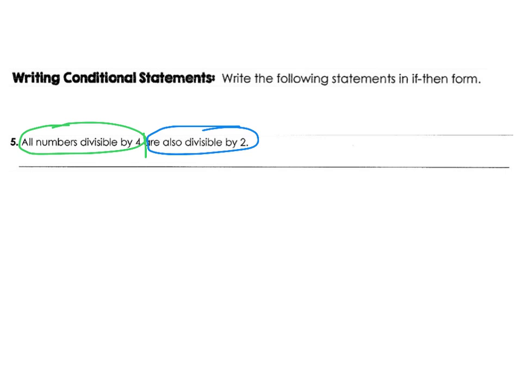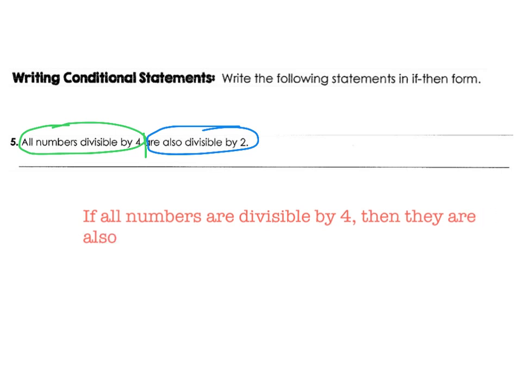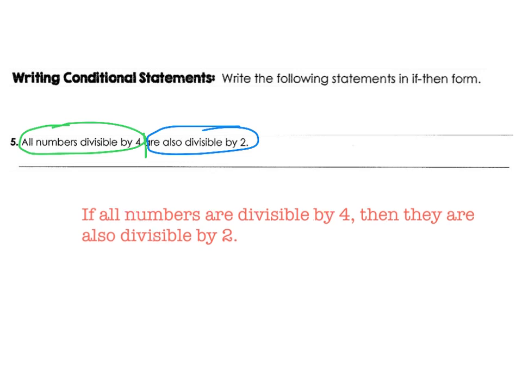So if we were to formally write out this statement, we would want to say, if numbers are divisible by 4, then they are also divisible by 2. And there's your statement.